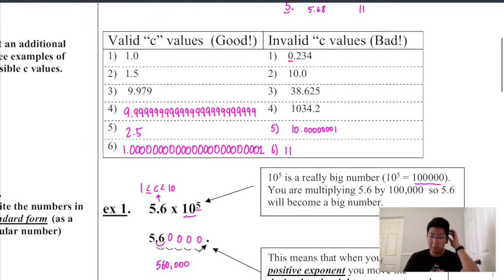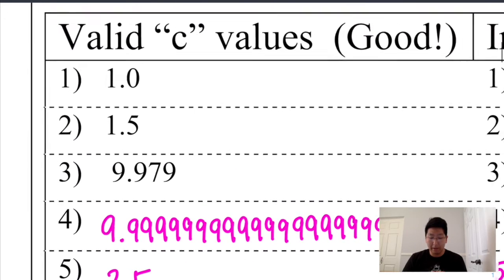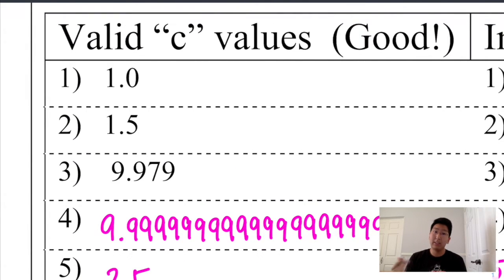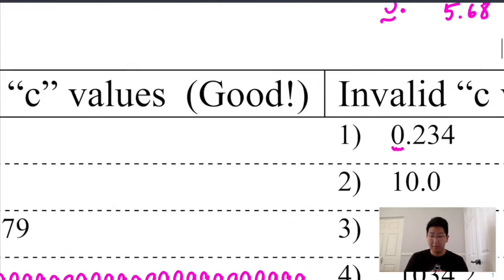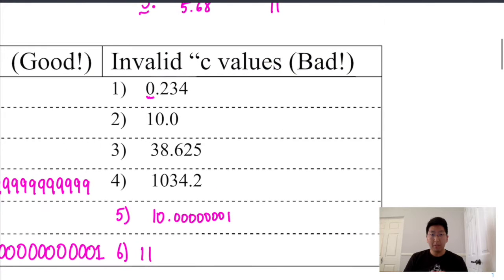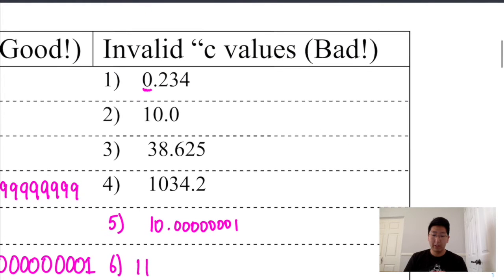So here's a whole bunch of examples that work for c. 9.999999, that's less than 10 but larger than 1, so it's in between 1 and 10. 1 works because it has to be greater than or equal to 1, but it has to be less than 10, so it can't be 10. And then some invalid numbers that don't work right here: 0.234, that is not greater than 1. 10 is not less than 10, so that doesn't work. 10.000001. I'm kind of skipping through, but here I went through examples 1, 2, and 5.